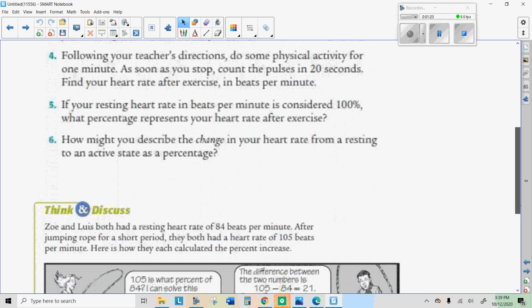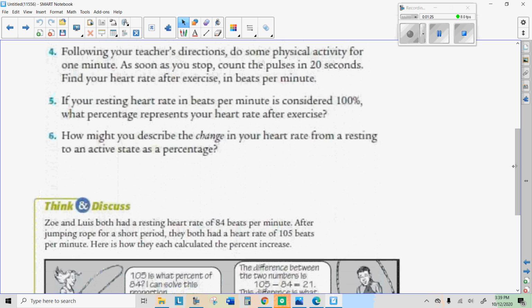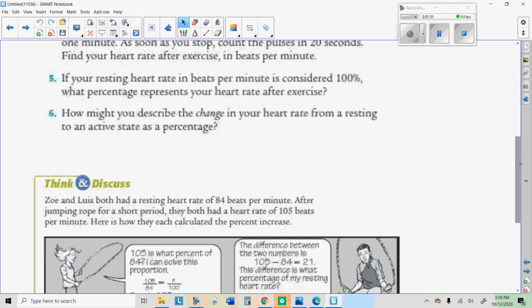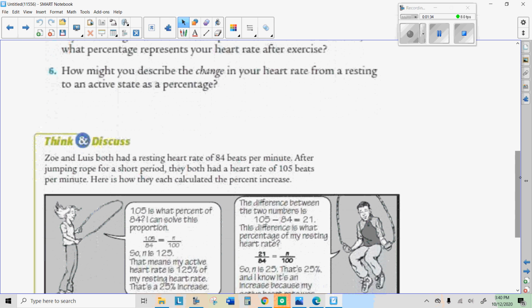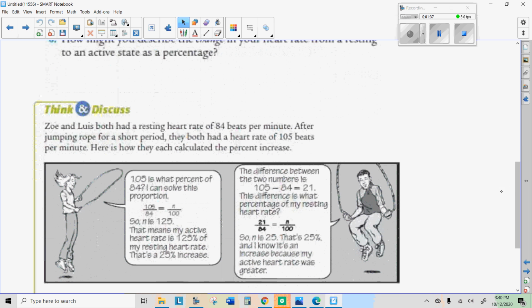Okay, so there's going to actually be two ways that you can find your percent increase in heartbeat. Zoe and Luis are going to show these two ways, and I'm going to tell you which one I think is better, one that you'll make less mistakes with. All right, so I'm just going to let you know right away that I think Luis's method, students make less mistakes when they do it that way. But basically, their resting heartbeat was 84 and their exercise heartbeat is 105.